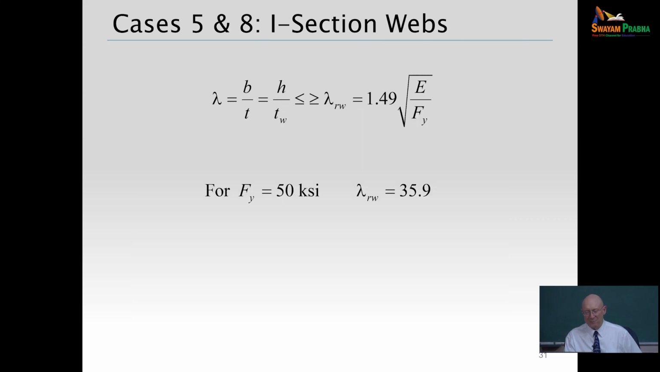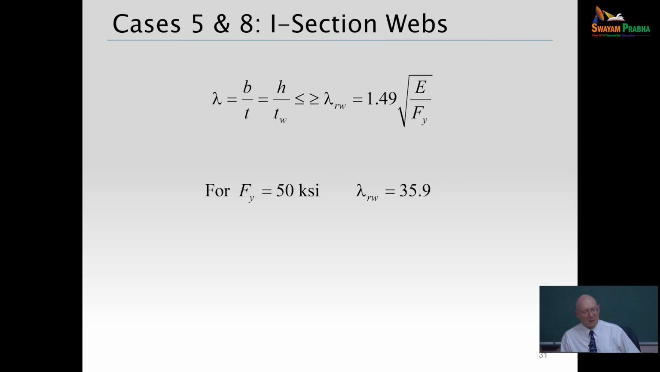And if we're looking at I-section webs, so these are 2 cases here, cases 5 and 8, either for rolled or welded. B over T is H over TW here. If it's a rolled section, we take H as distance between the insides of the flange fillets. If it's a welded section, we just go inside to inside of the flanges to calculate H. And we compare that to 1.49 square root E over Fy. So again, if Fy is 345 megapascals, that's 35.9.